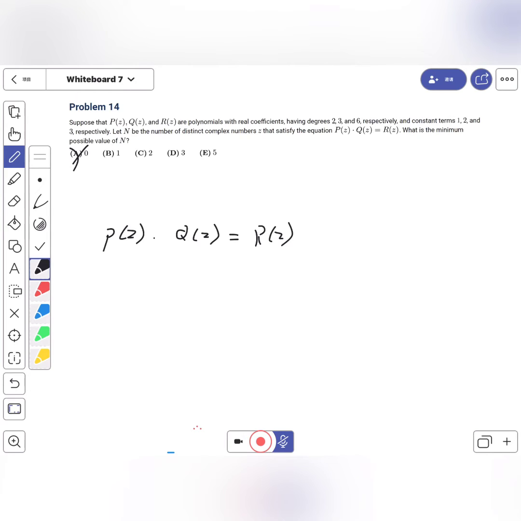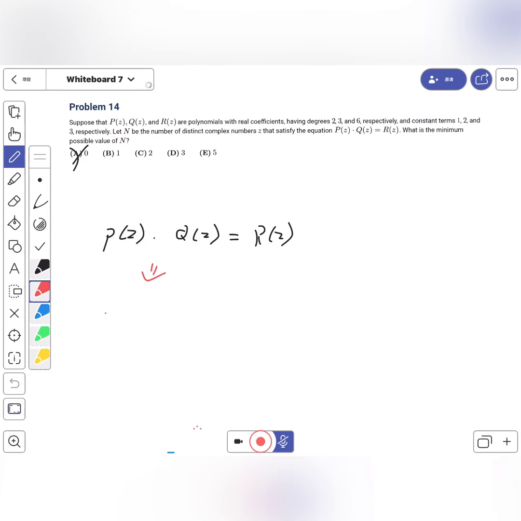So now we want to find the minimum case, and we can actually let R of z be any polynomial, right? Because P of z times Q of z, the constant term is going to be any 1.